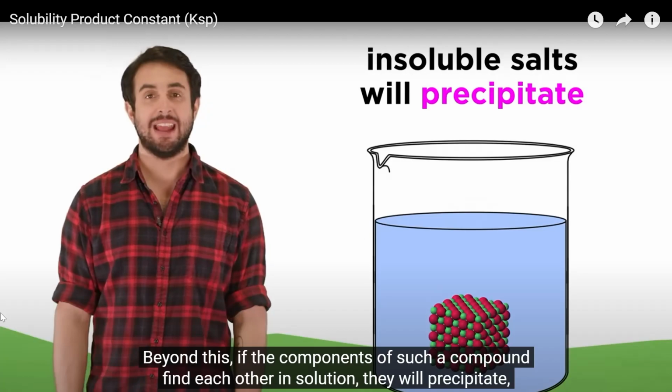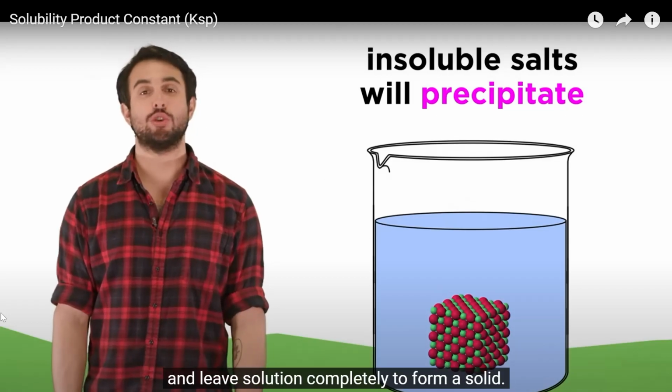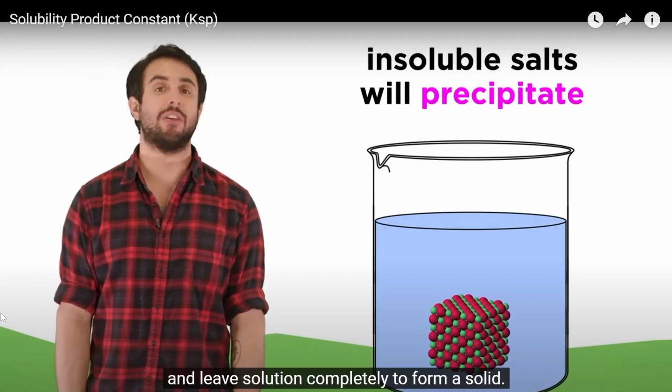So that's like when we have a double replacement reaction, and let's say this ion finds that ion and they precipitate and leave solution completely to form a solid.